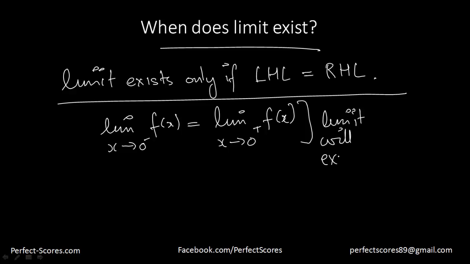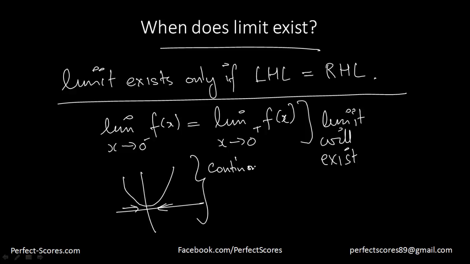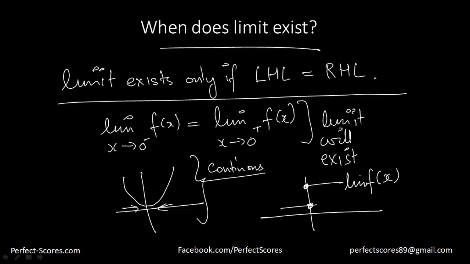Otherwise the limit will not exist at all. Let's suppose I talk about this function: the left hand limit is equal to the right hand limit, because this over here is a continuous function, so it continues. But if I say this is a function, fine, now over here the left and right limits differ, and when I talk about the limit of f of x when x tends to 0, this limit does not exist.